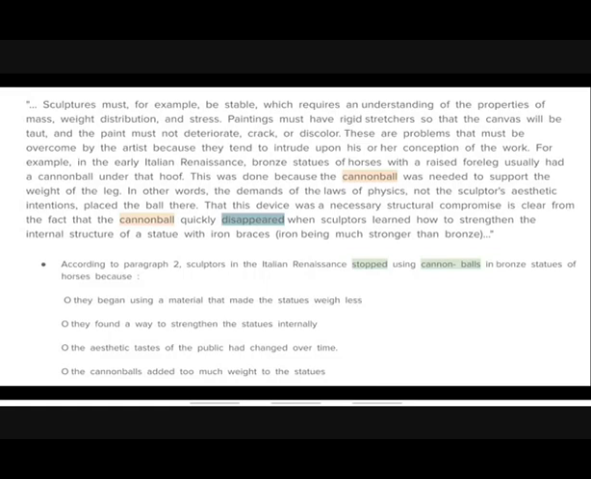When we look at the other choices, we see that one of them, the third one, is not mentioned in the paragraph, and the first and the fourth one don't relate to our paragraph.